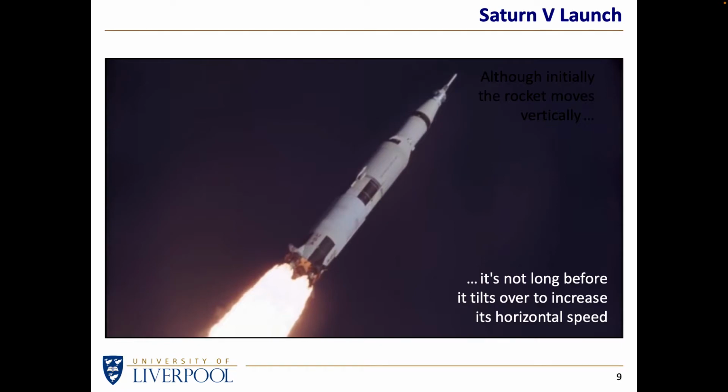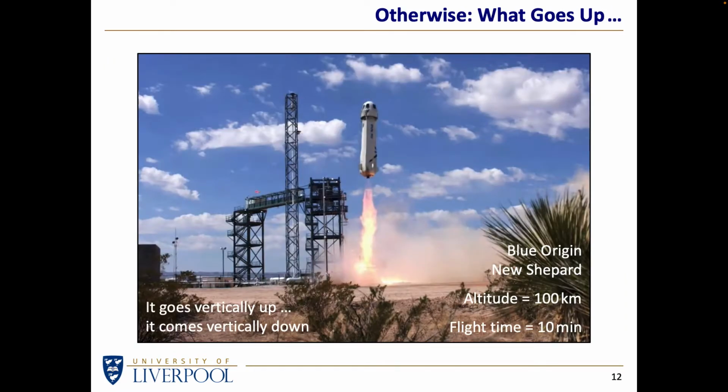Once they've got above the ground, they start to lean over because it's the horizontal velocity that you need to go into orbit. Yes, you want to lift them a reasonable number of kilometers into the air, but it's the horizontal velocity that matters. If you don't have horizontal velocity, for instance, Blue Origin's New Shepard, if you take a rocket and go vertically up, what happens when you get to the top and you switch the rocket off? Well, you fall straight back down again. If you don't have horizontal velocity, you don't go into orbit.